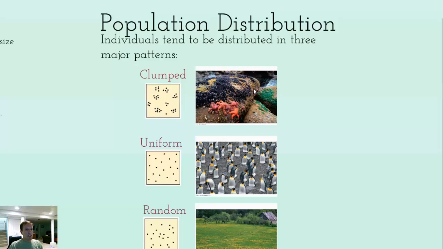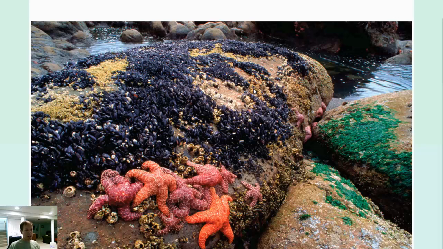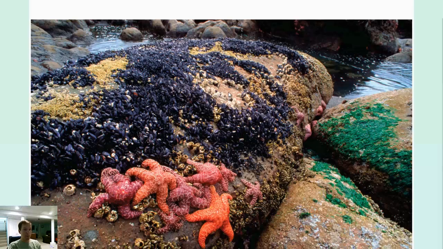Now, when we study populations, we tend to see three different patterns as we look at them. In the clumped pattern, as you see here, the starfish would be clumped because of behavioral reasons, because of pragmatic reasons like a food source. They are going to be together all in one spot, and then there's going to be large open areas where there are no members of that particular species.